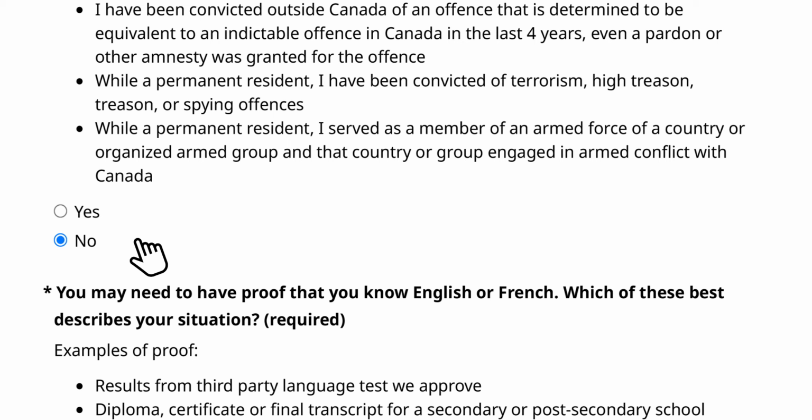I have a criminal record. I'm facing criminal charges in or outside of Canada. I have been refused Canadian citizenship because of misrepresentation. I have had my Canadian citizenship revoked. I have not met the terms and conditions of my permanent resident status.